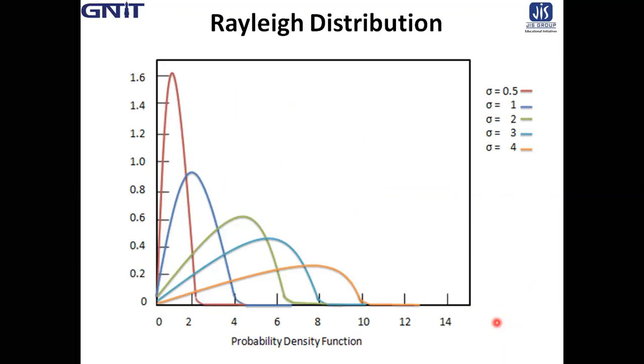Now, if we plot the PDF, it is shown here for different values of sigma. The first case is for sigma equal to 0.5. Now this blue is sigma equal to 1. This is for sigma equal to 2. This curve is for sigma equal to 3, and this is for sigma equal to 4. So whenever we increase the sigma value, the height is reduced and the width becomes wider.